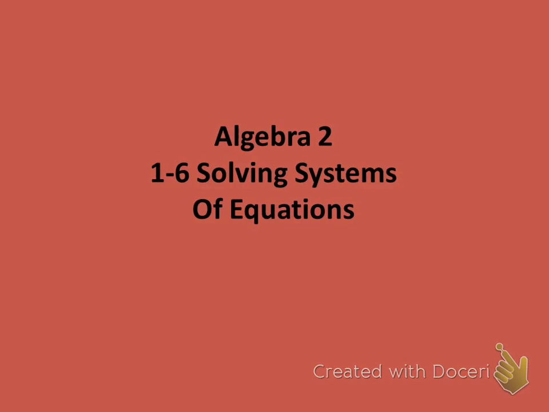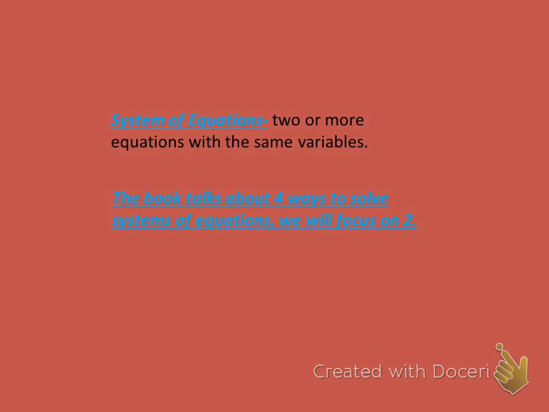Section 1-6, solving systems of equations. Here we go. First thing, definition: a system of equations is two or more equations with the same variables. So these will now go from having one equation, like we did at the very beginning of the year, to where you're solving two equations essentially at the same time.